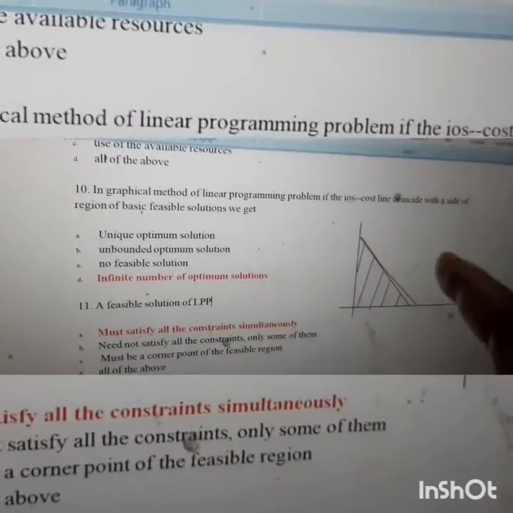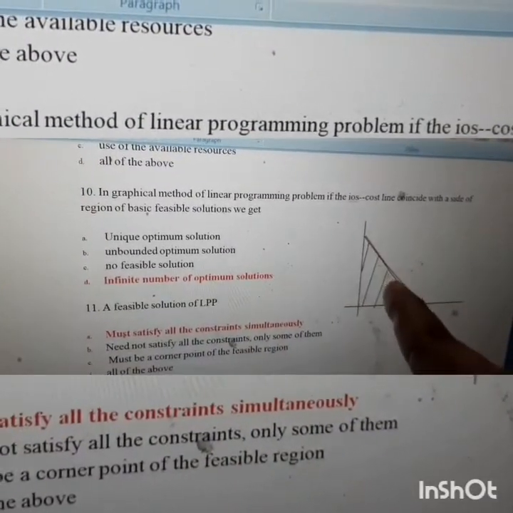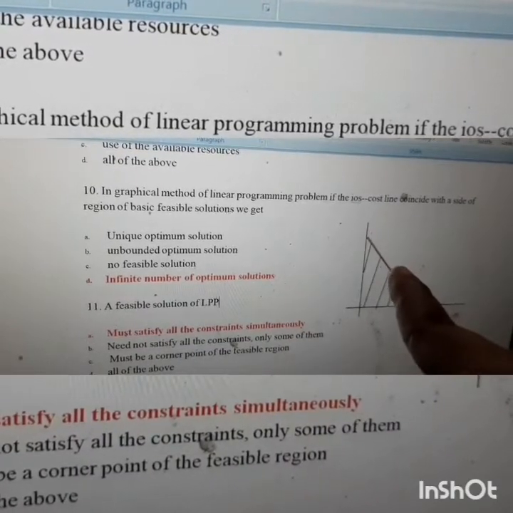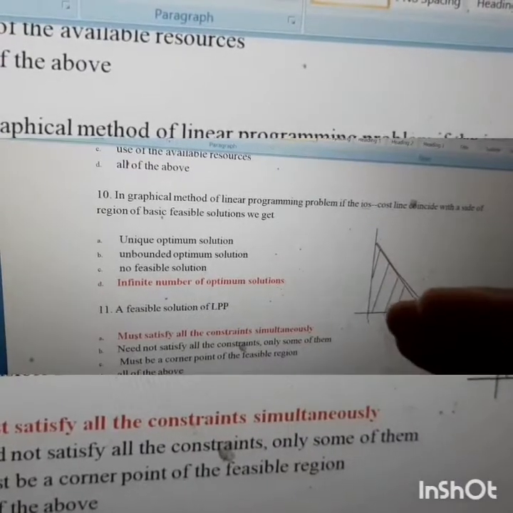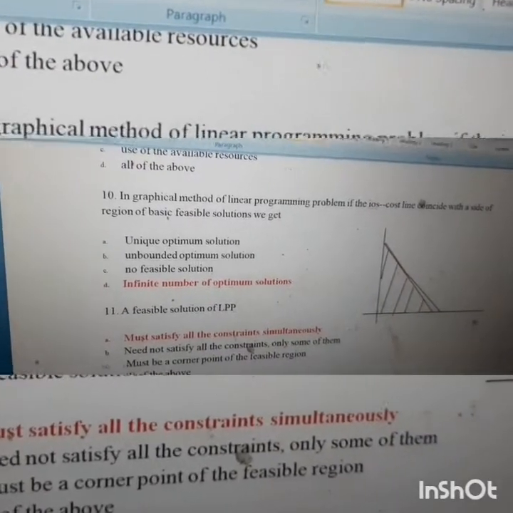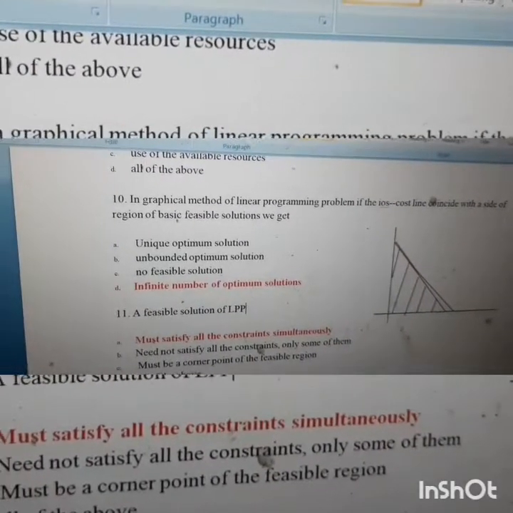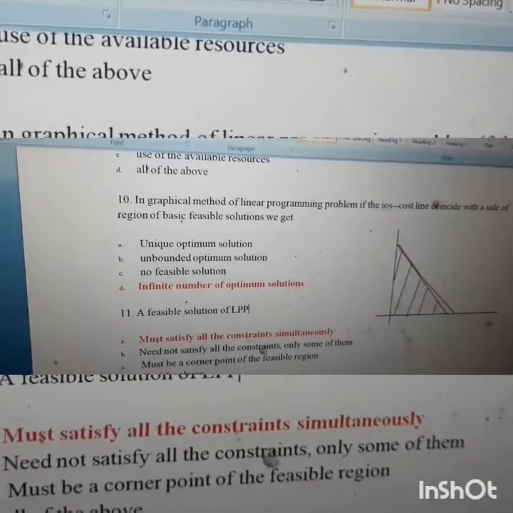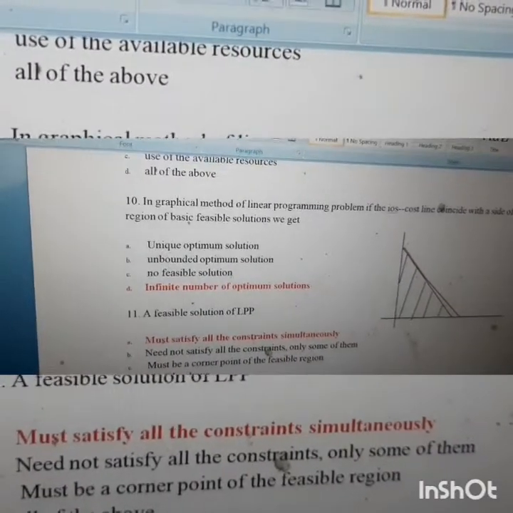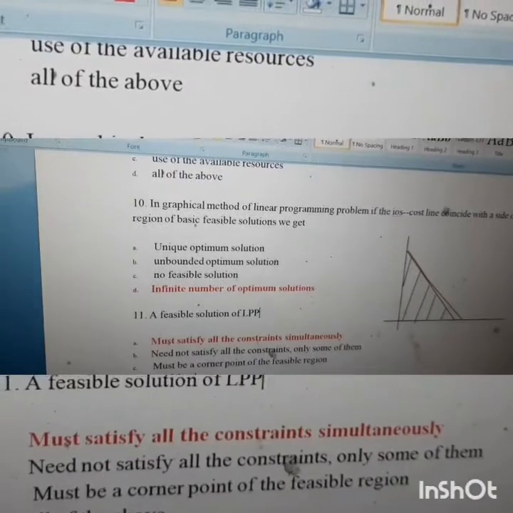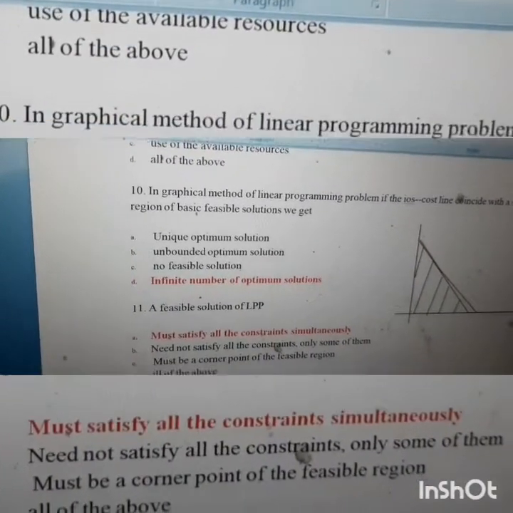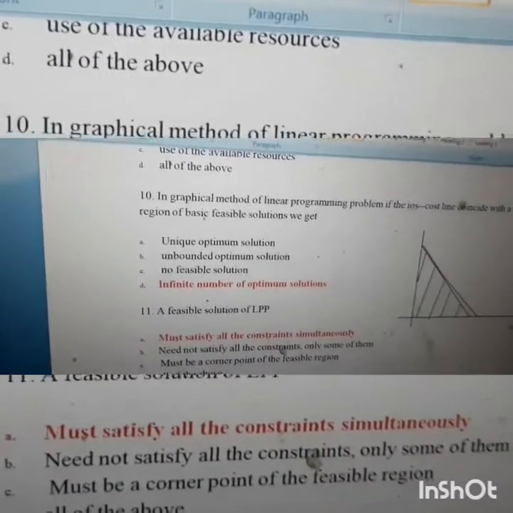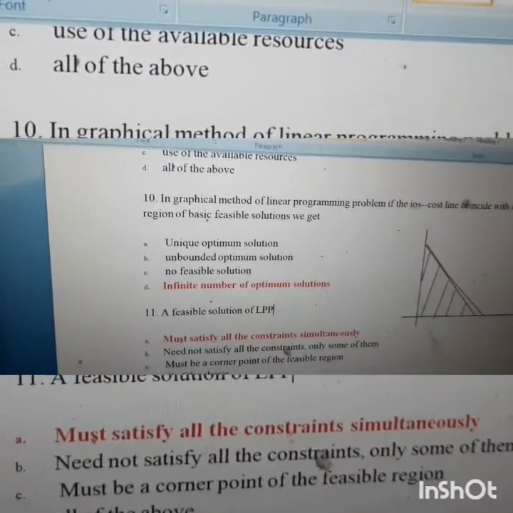There are so many points which fall on this isocost line. They also contribute to your solution, so there is not a single solution. It is obviously not unbounded, and you are getting a feasible solution. So the correct option is infinite number of optimum solutions.